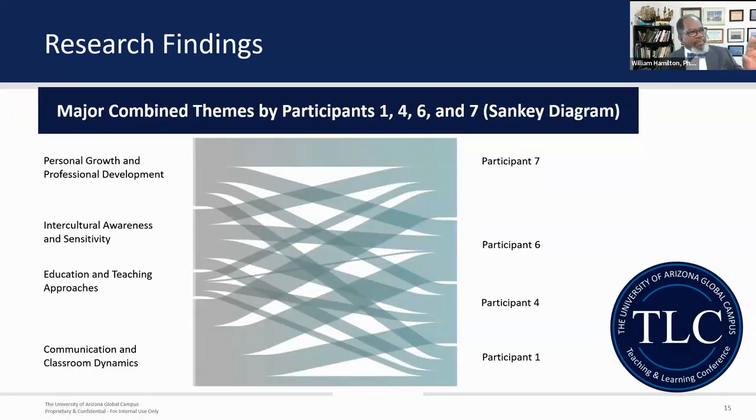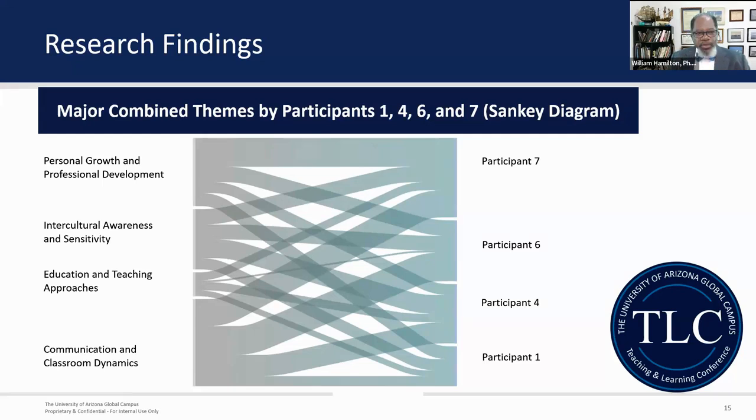Research findings, the major combined themes by participants 1, 4, 6, and 7. This is a Sankey diagram, which is essentially a cross-tab table, with themes on the left by participants on the right, and you would normally see a number in the cell, right? But instead, we see the thickness of the line. So the lines, or flows as they're called, in the middle represent the data or quotations used for the themes on the left by the participants on the right. So the thicker the lines, the more contribution to a particular theme a participant has.